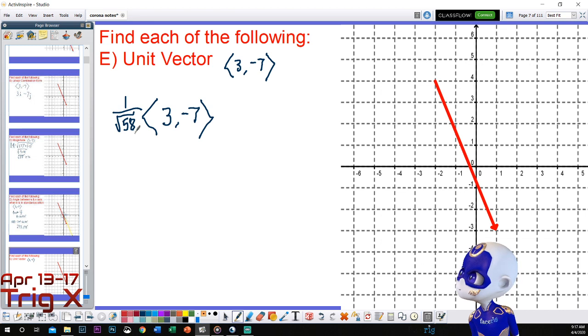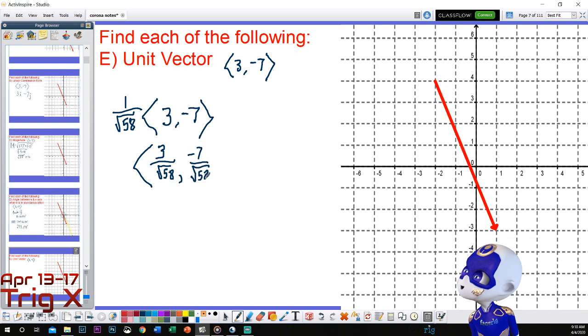So I just take 1 over the magnitude and then multiply by the vector. Let's multiply this through, so this is going to be 3 over square root 58 and negative 7 over square root 58. And that's all. If you wanted to check your answer, you could use your distance formula like we did before on this, and your answer should be 1 because its distance would be 1 unit. The magnitude is 1 for any unit vector.